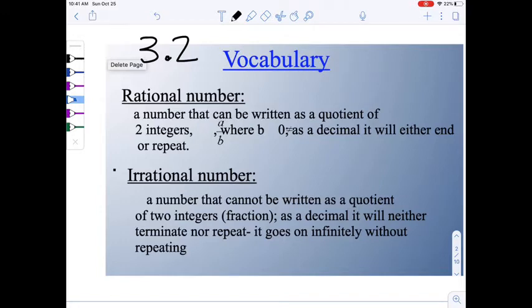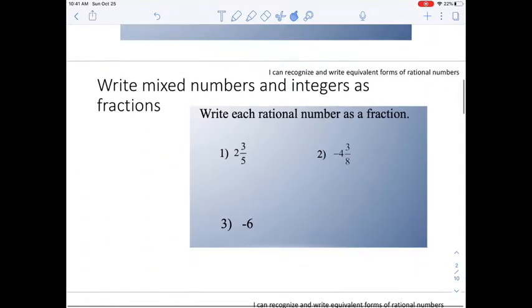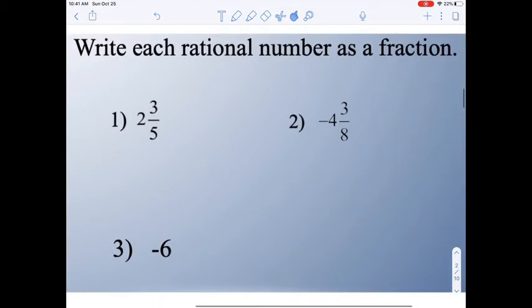An irrational number can't be written as a fraction. So it's a decimal that just goes on forever, doesn't end, doesn't repeat.